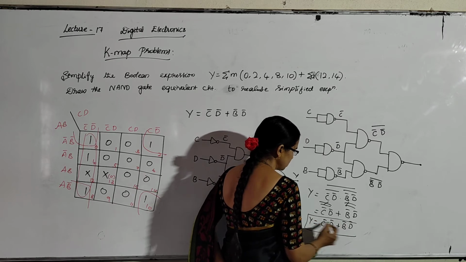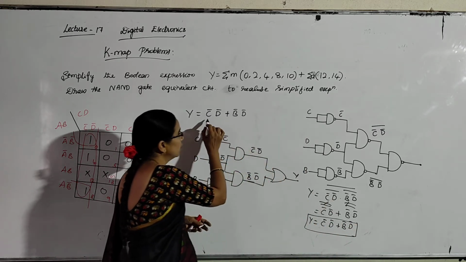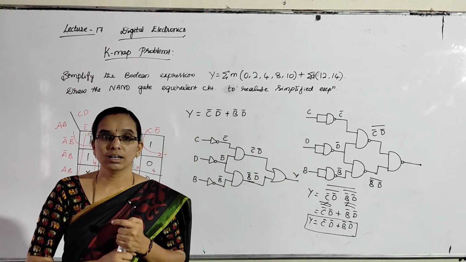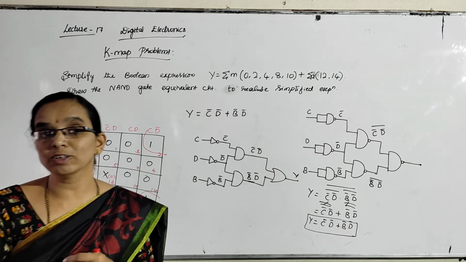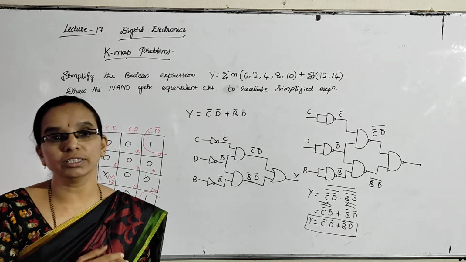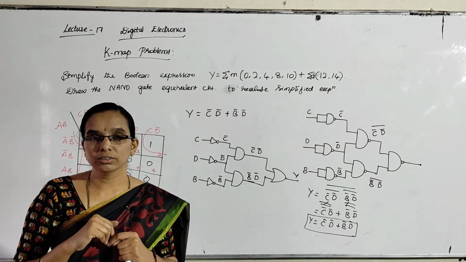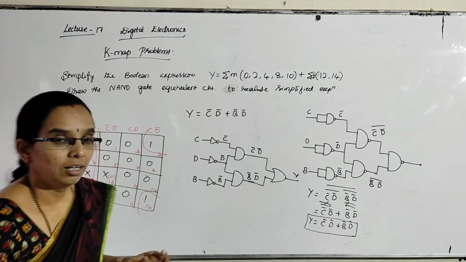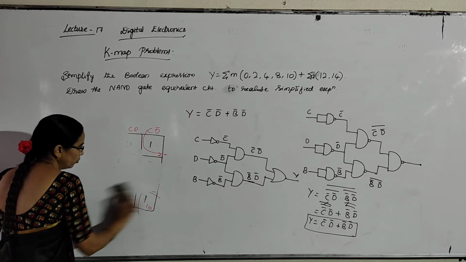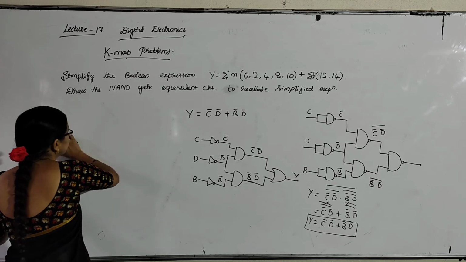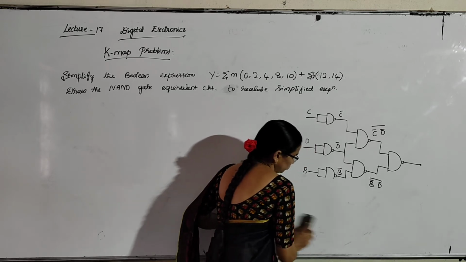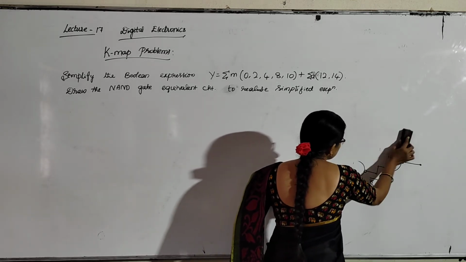So when a term has two variables complemented, we should include the inverter as it is. If a term has two variables uncomplemented, then no need to put an inverter. If it is a single variable, the process is the converse. You'll understand if you solve one or two more problems. I will solve one more problem.